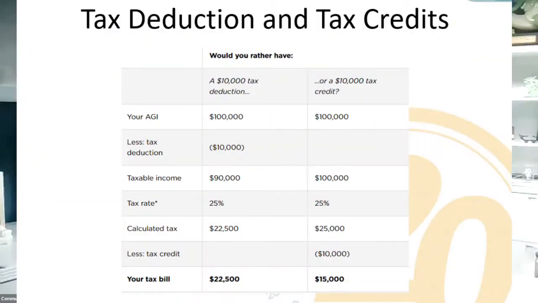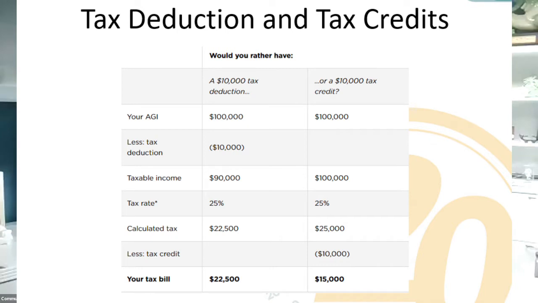So I ran this example for you. I found it online. It is so great. It's better than what I draw with my hand. And it's such a great example. It says that if your total income is $100,000 and you have a $10,000 tax deduction, that makes your taxable income $90,000. With your rate going on, you pay $22,500. That's tax deduction. This is what reduces your income.